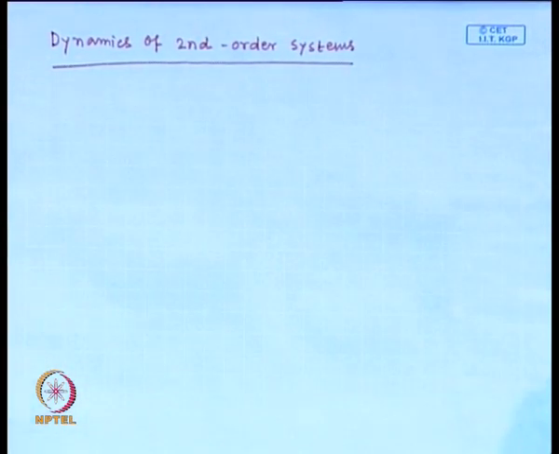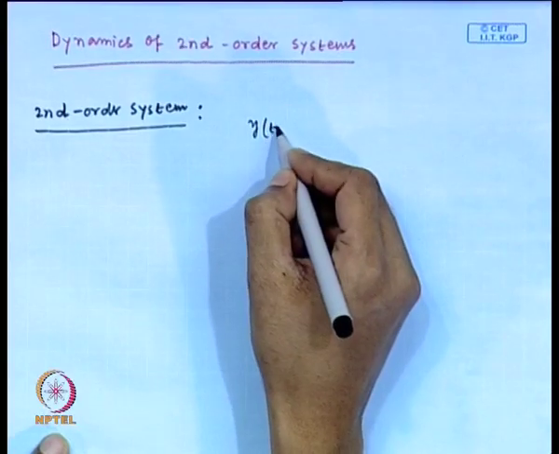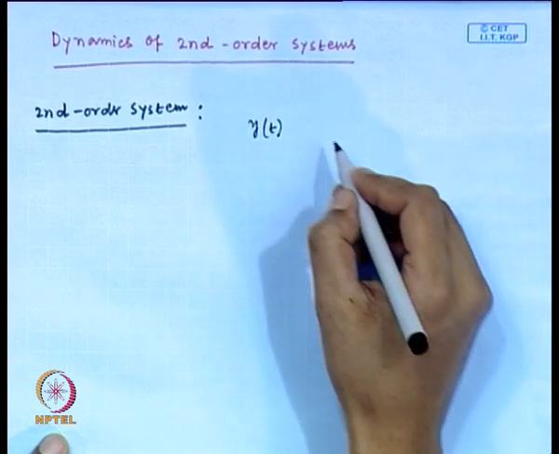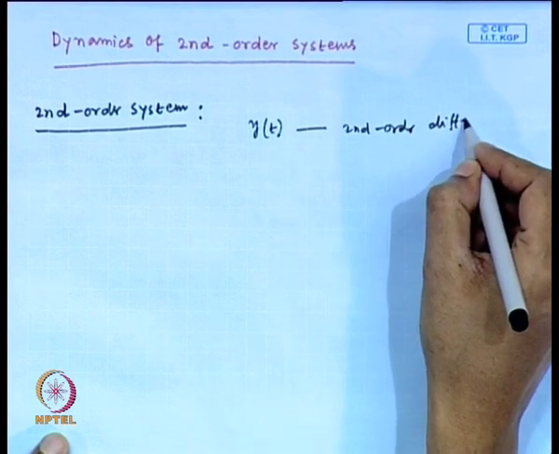What is the definition of second order system? Second order system is one whose output y is modeled by the second order differential equation. So, the output is y(t) and this should be modeled by second order differential equation.